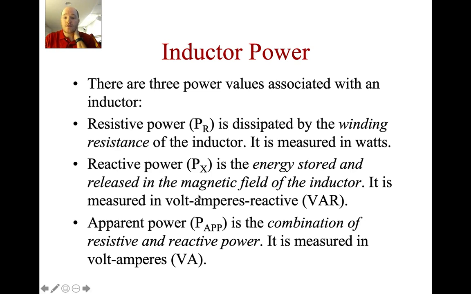Okay? Then we have the reactive power. This is the energy stored and released in the magnetic field of the inductor. It's measured in volt amp reactive, or VAR, sometimes known as PX. And then we have apparent power. For lack of a better term, this is our total power, but we don't use PT here. We just call this apparent power, or PAPP. This is the combination of resistance and reactive power, measured in volt amps, and this is what all your transformers are measured in.